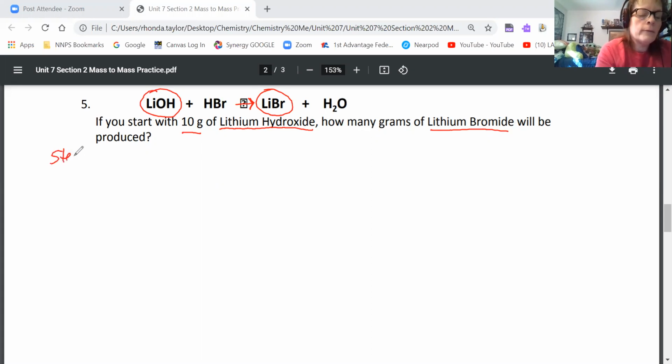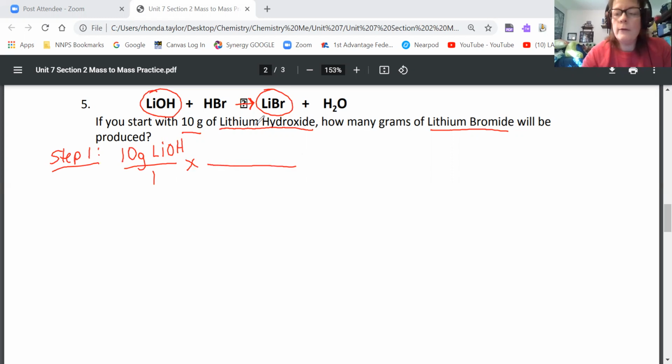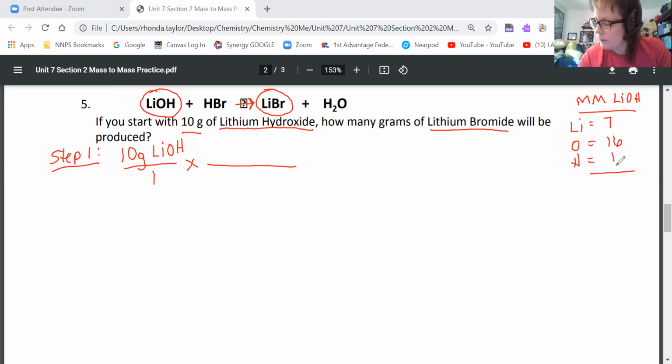So step 1, we got to convert that to moles. All right, 10 grams of LiOH over 1. We got to figure out the molar mass of lithium hydroxide. So molar mass of LiOH. You look up lithium on the periodic table. It's rounded to 7. I think it's 6.9. You can leave it 6.9 if you want, but it's so close we can round it. We have 1 oxygen, so that's 16. And we have 1 hydrogen, which is 1. So that adds up to 24 grams per mole.